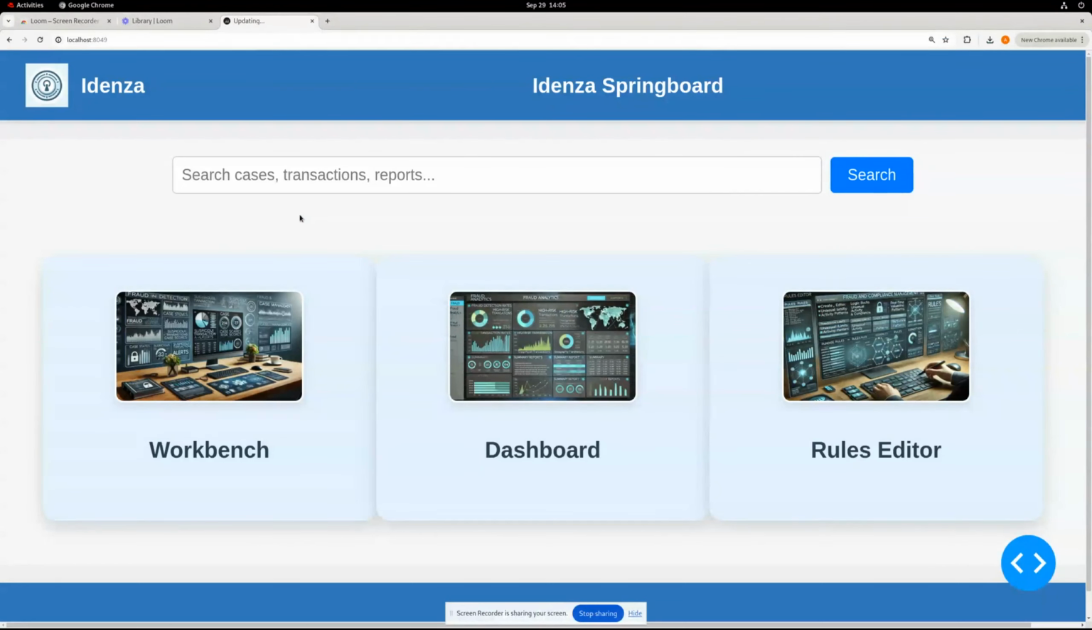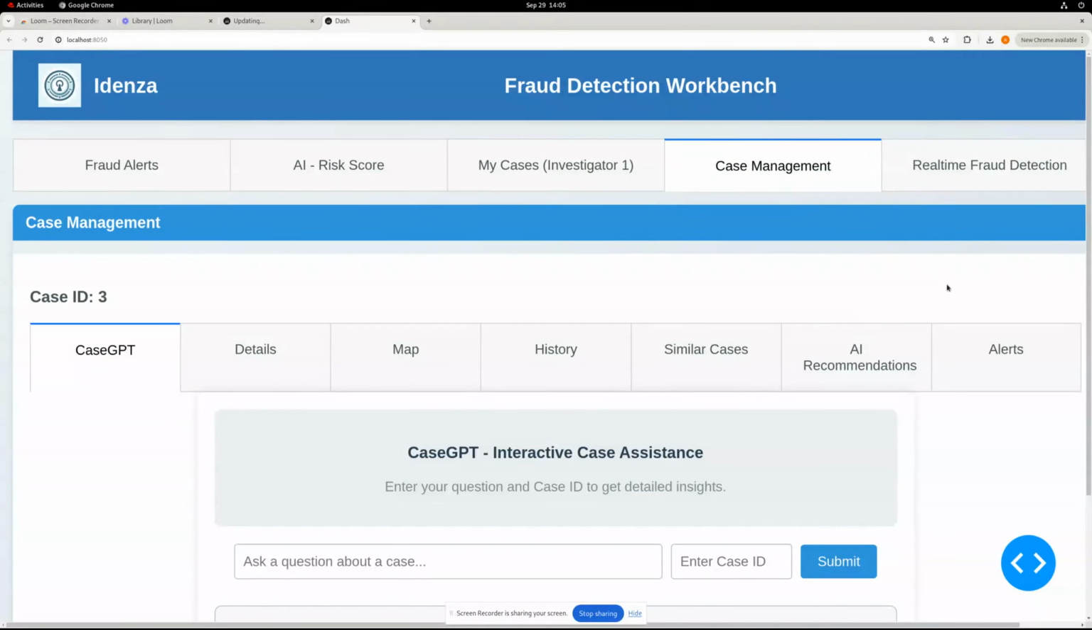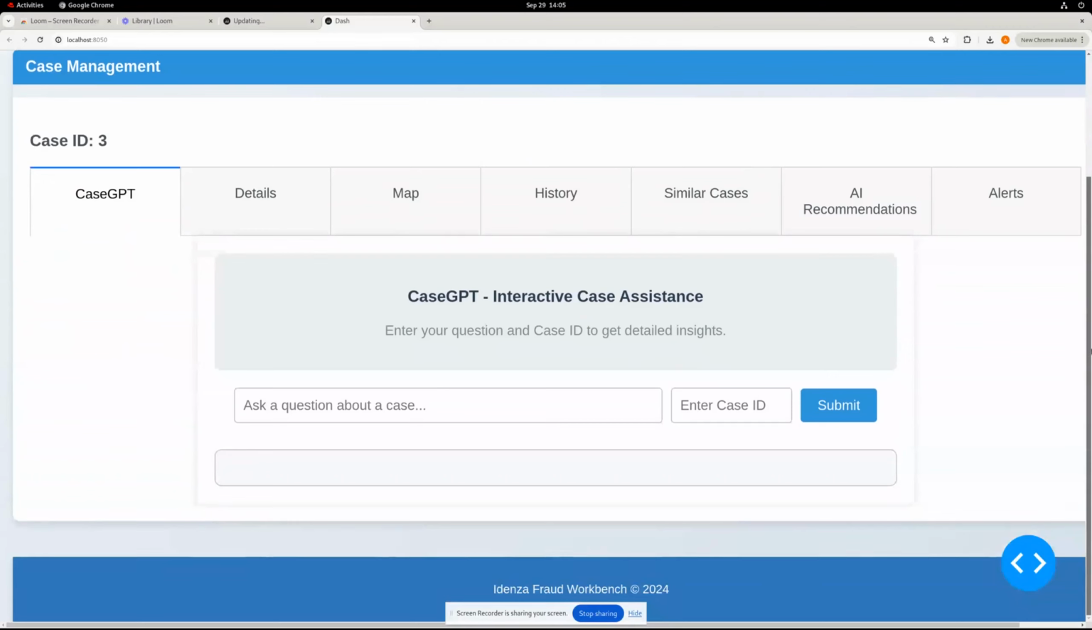We use Llama 3 for LLM, Chroma for vector store, and LangChain for orchestration. Leveraging LLMs for case management enables investigators to process cases efficiently. For example, they can ask for the case details or for recommendations for action. CaseGPT will provide answers along with supporting data, highlighting relevant case details in a single pane of glass.